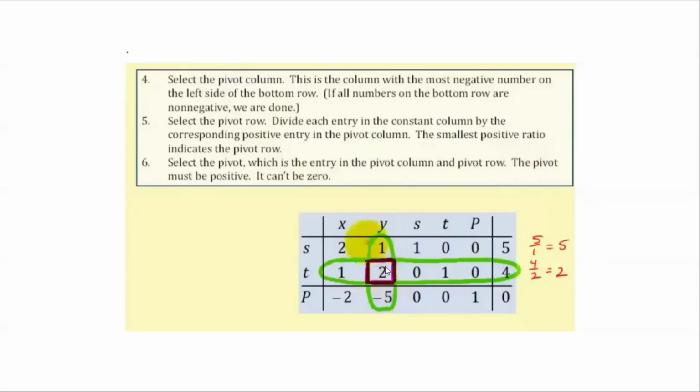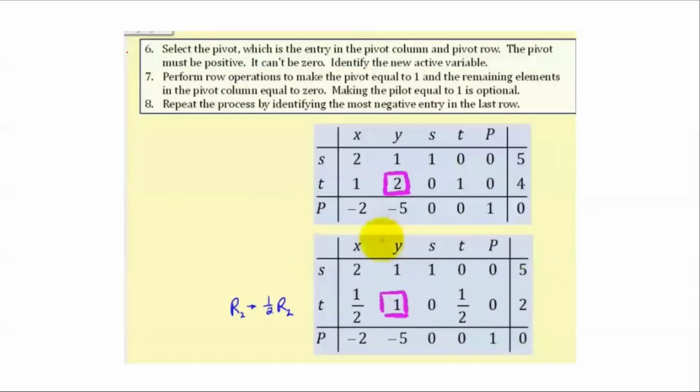What are we going to do with this number 2 now? We're going to do some further operations. We want to make this 2 into a 1. How do we do that? We divide the entire row by 2. And that's what I told you, you can do these things with matrices. These are called row operations.